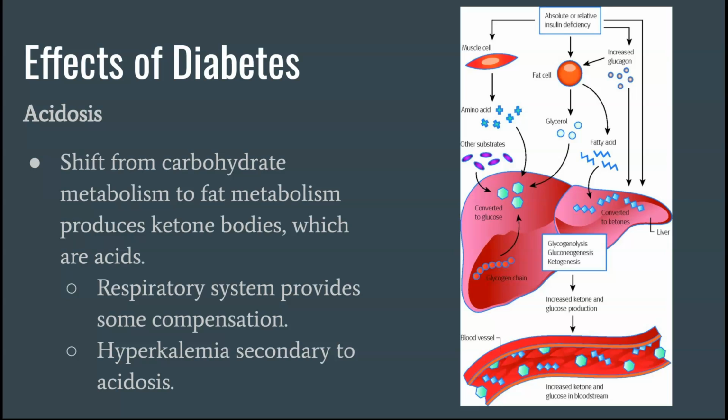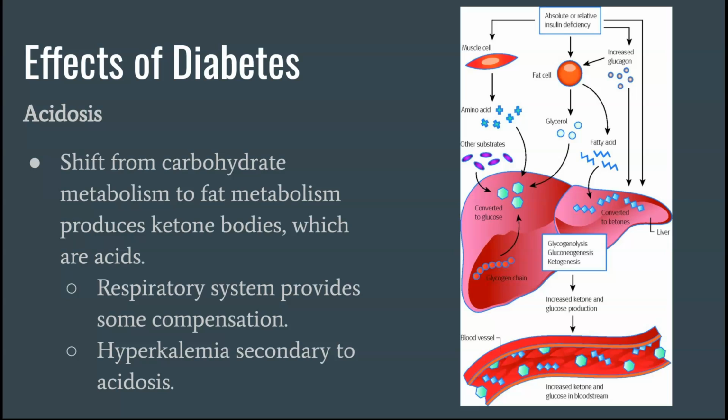When the body can no longer move sugar into the cells, it switches over to fat metabolism. Okay? Fat metabolism does not produce the same level of energy as carbohydrate metabolism does. And one of the byproducts are ketone bodies, which are acidic. Okay? So as these fatty acids and ketone bodies are released into the bloodstream as a byproduct of fat metabolism, the body's acid level starts to rise.